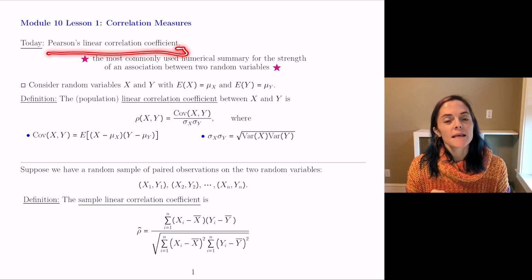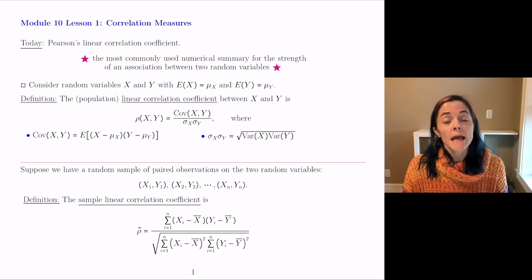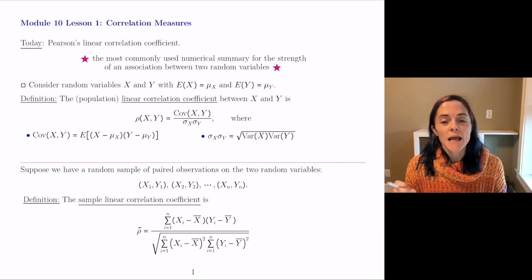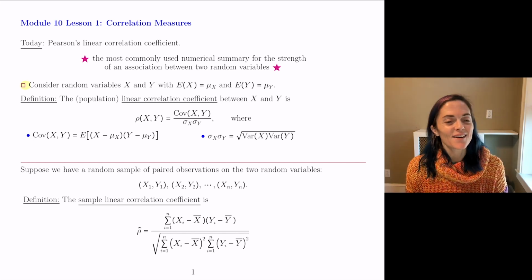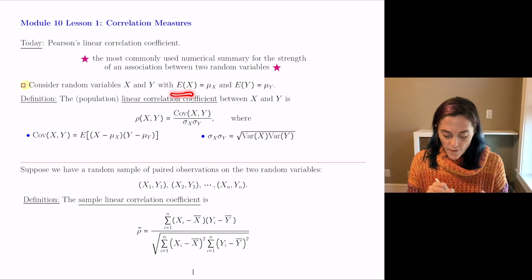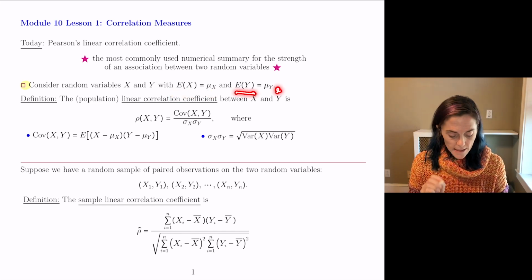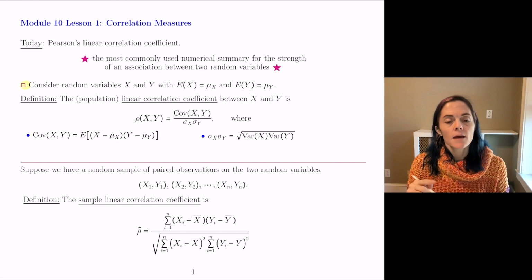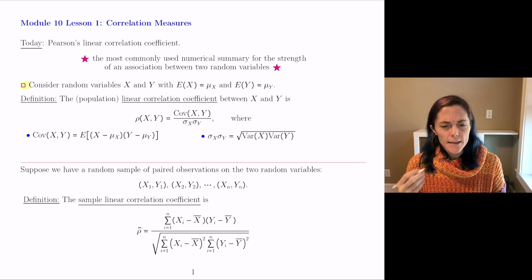We discussed Pearson's linear correlation coefficient. This is the most commonly used numerical summary for the strength of an association between two random variables. And so we begin here. Consider random variables x and y, where the expected value of x is mu sub x, and the expected value of y is mu sub y. Then the linear correlation coefficient between x and y is here.